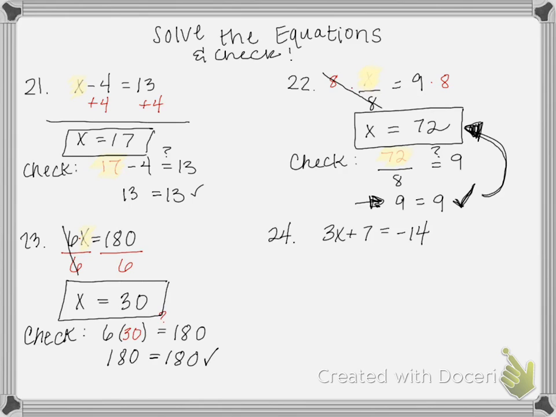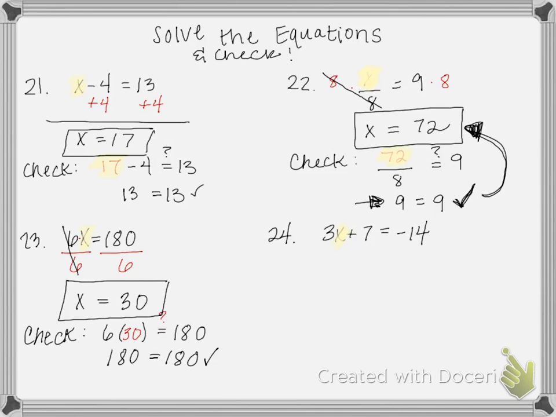So 24 puts a couple of things together. We still want to get x by itself, but notice we have to get rid of the 3. We also need to get rid of the 7. To get rid of the 3, we would have to divide, and I really don't want to divide right now because it's not going to create nice numbers. Whenever you're solving equations, you always save division for the end. So we are actually going to focus on getting rid of the 7.